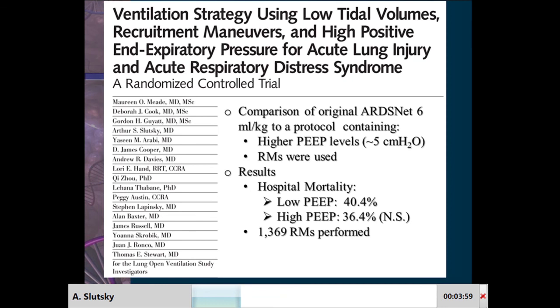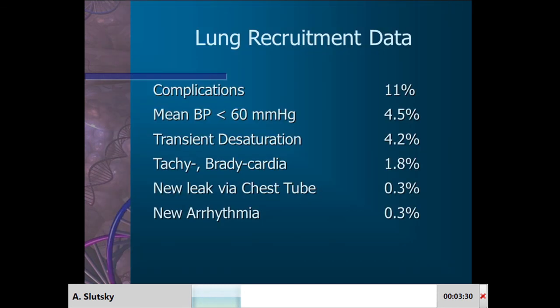This is taken from a paper looking at low tidal volumes, recruitment maneuvers, and sustained inflations to look at ventilator-induced lung injury and mortality. This was a large clinical trial. Part of the clinical trial was doing recruitment maneuvers, and I'm just going to show you those data on one slide. Essentially, there was no significant difference in mortality between the low PEEP and the high PEEP group. But what I'm showing you here is recruitment maneuvers.